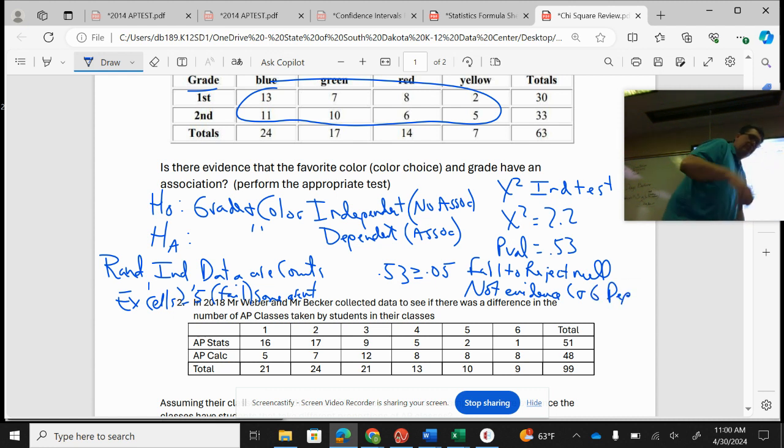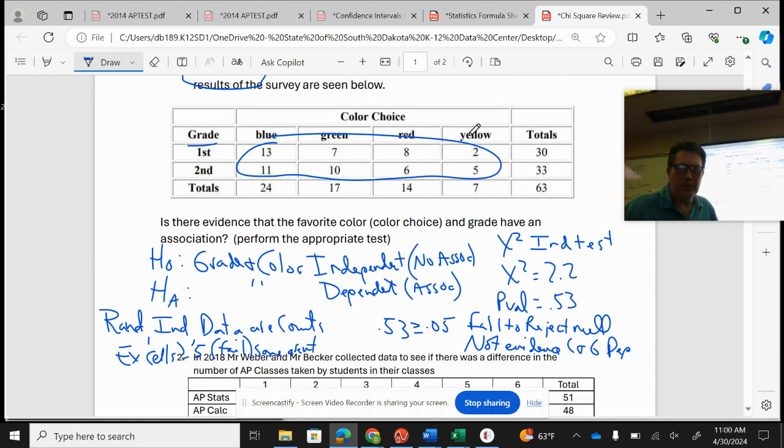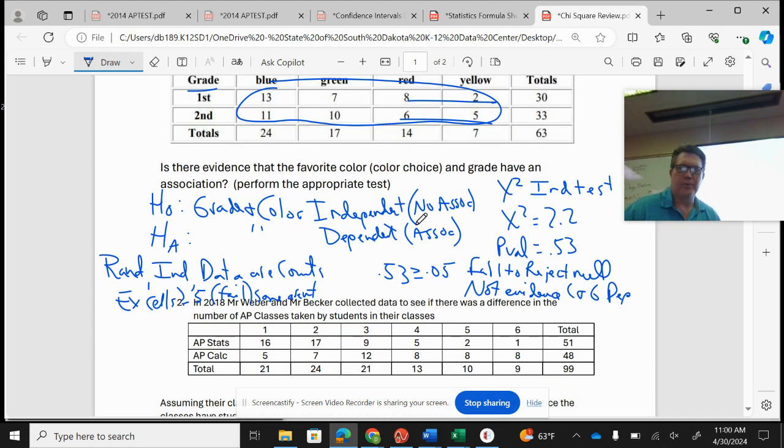Okay, what would you do on the AP test? They could have you combine some categories. So maybe we put red and yellow together, and I still don't think we're going to find, even if we combine these two and make it 10 and these two and make it 11 for red and yellow, that we're not going to find much of a difference.